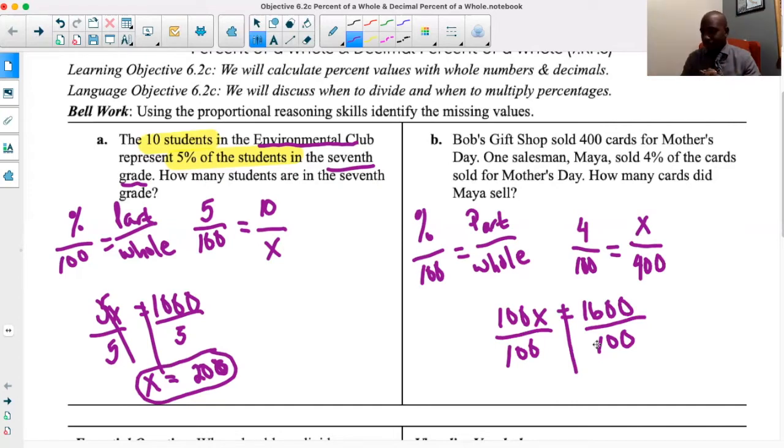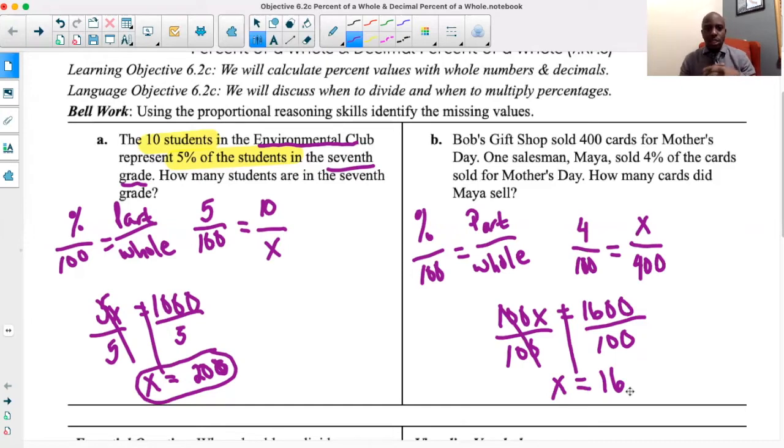I'll go back. Great, so what we end up doing is we actually divide by 100 on both sides. We get x is equal to 16. Okay, that means that Maya sold 16 cards out of the 400 that was sold for Mother's Day. All right, once again, ladies and gentlemen, take your time.